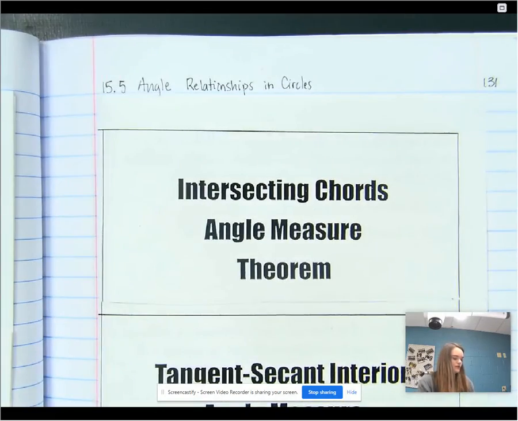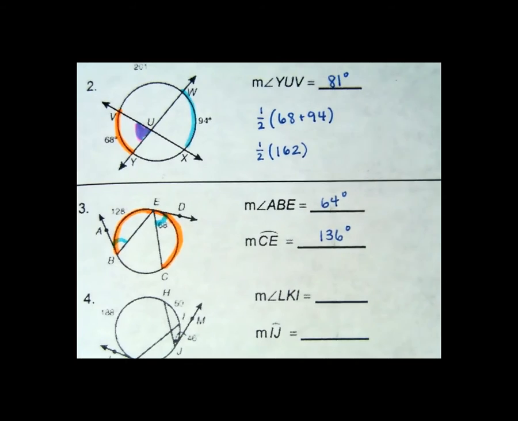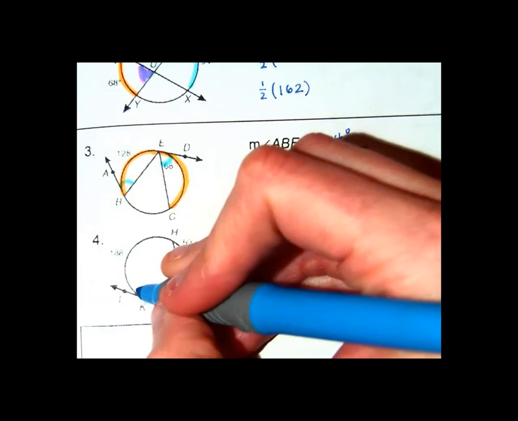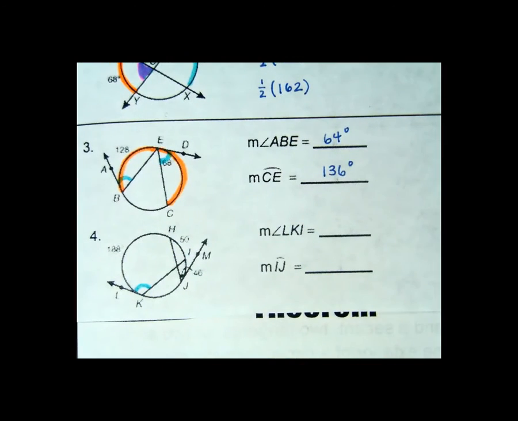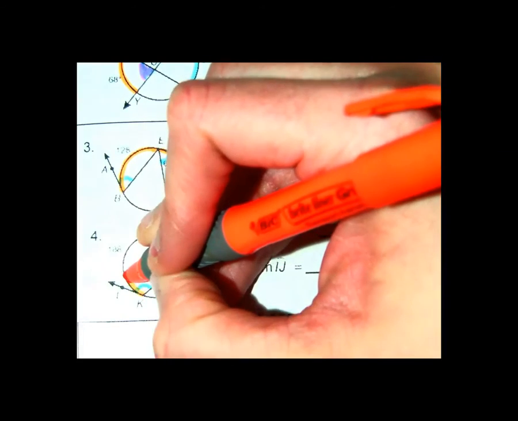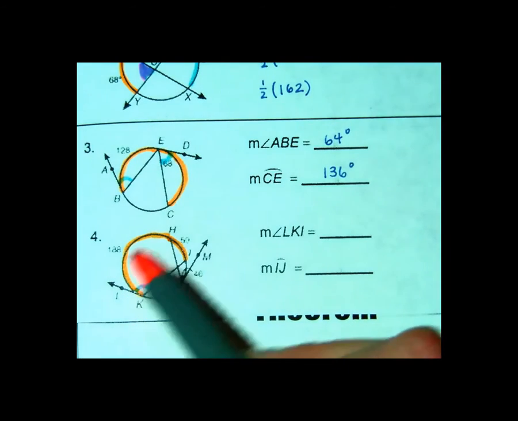Okay, there we go. So let's get started on the intersecting chord angle measure theorem. Number 4. First I'm looking for LKI. LKI is this right here. What arc goes with LKI? 188. Is that all? Plus this 50. That's a major arc, KHI.